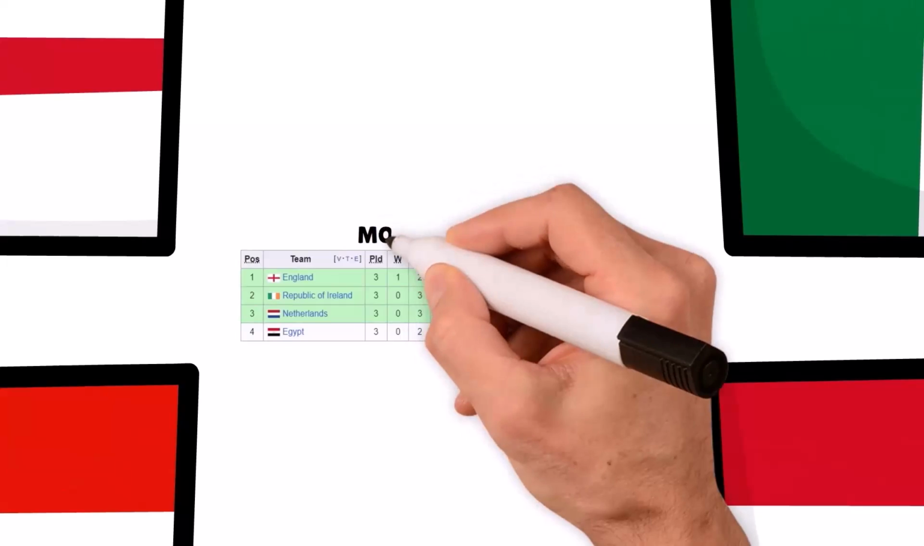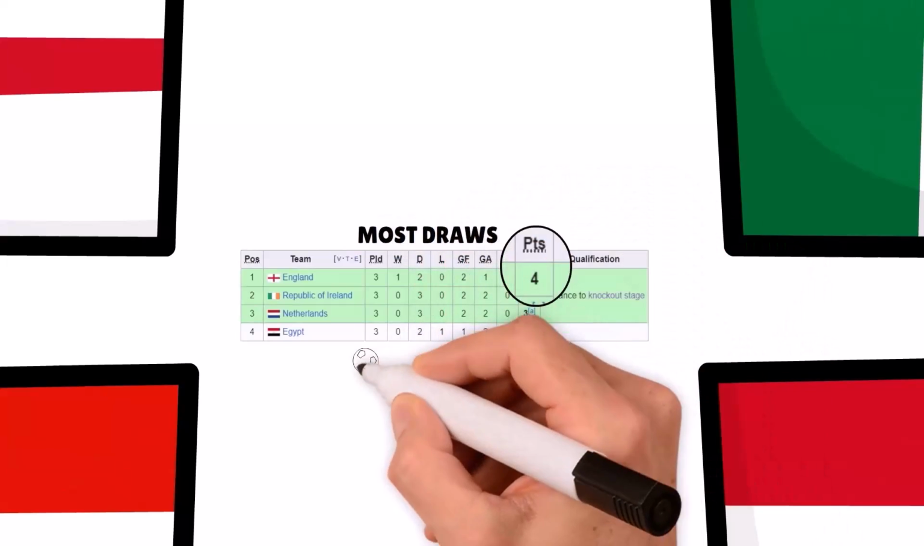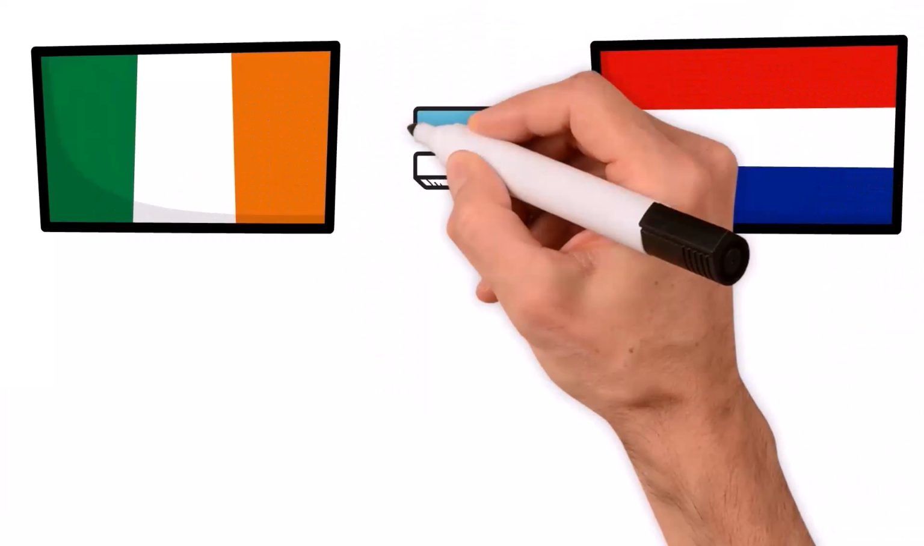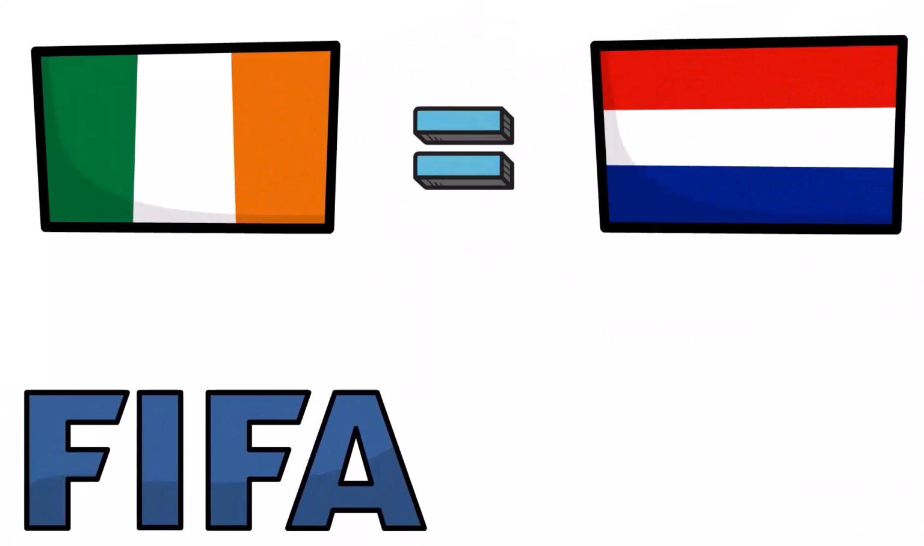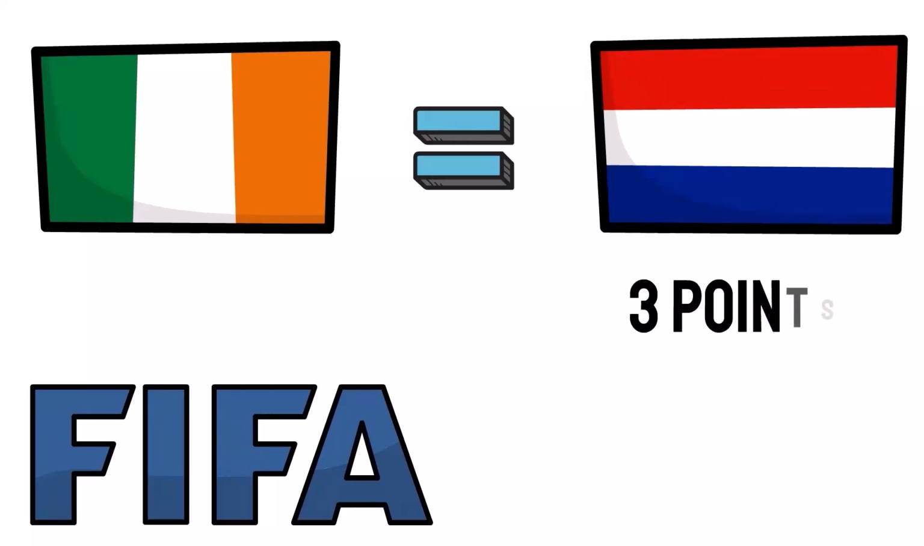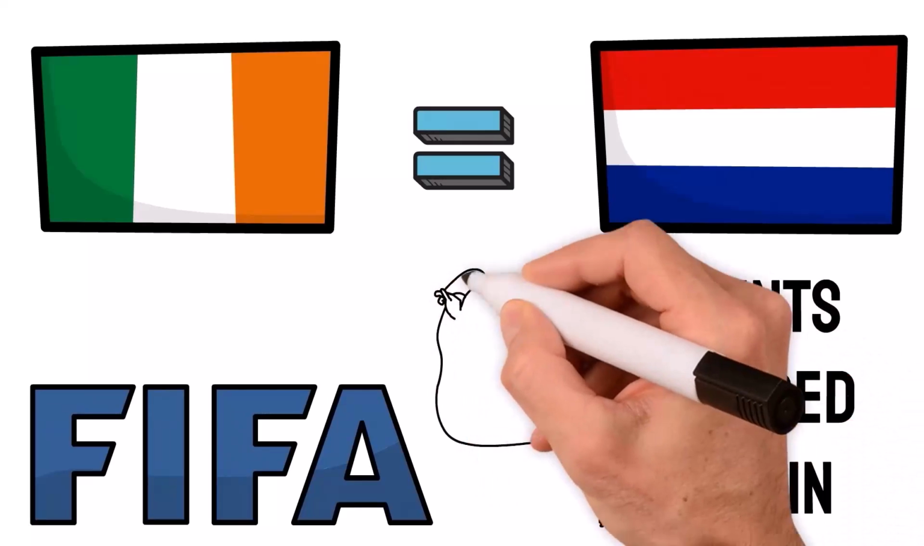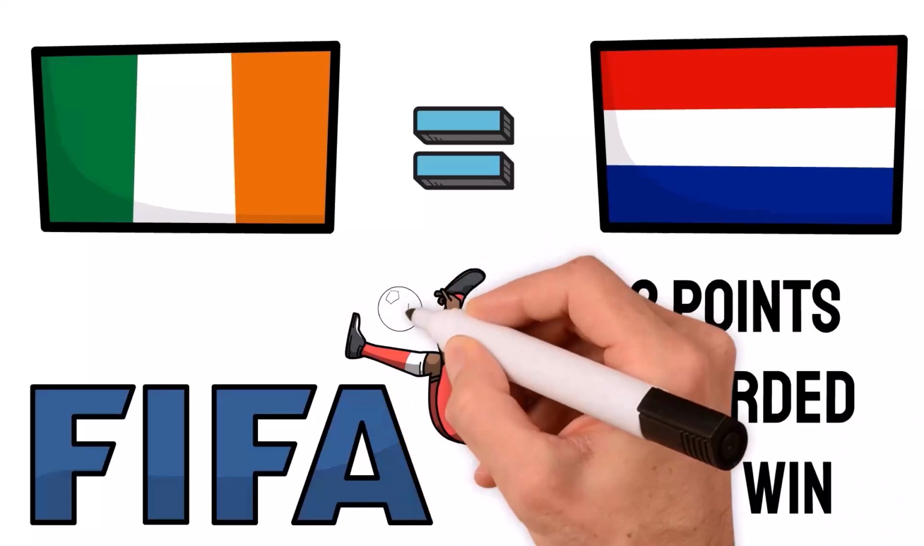This group still holds the record for the most draws in a World Cup group, with 5 out of 6 games. Ireland and the Netherlands drew all 3 of their games. This group was one of the reasons why FIFA changed future tournament rules by awarding 3 points for a win. They did this to try and encourage teams to play for a win rather than settling for a draw.